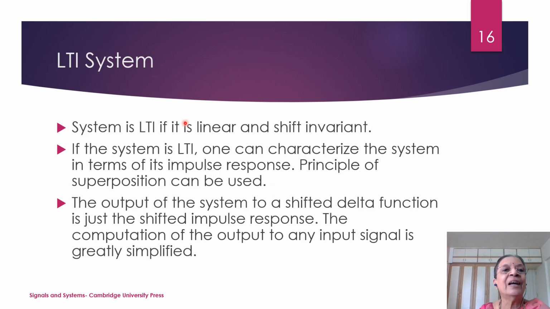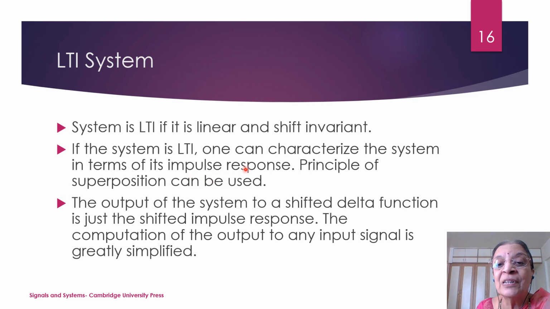Now consider LTI systems. What is LTI? Linear time invariant system. Linear time invariant system is one which is linear and it is also shift invariant. It is linear means it obeys homogeneity property, linearity property, superposition property, and also it is shift invariant. If the system is linear time invariant, one can characterize the system in terms of its impulse response. And in that case, the principle of superposition holds good and can be applied.